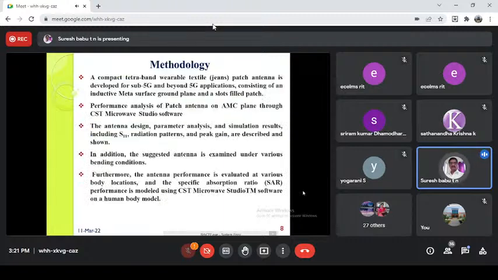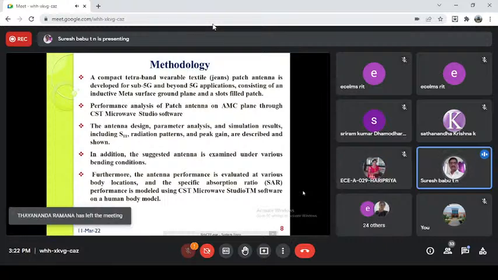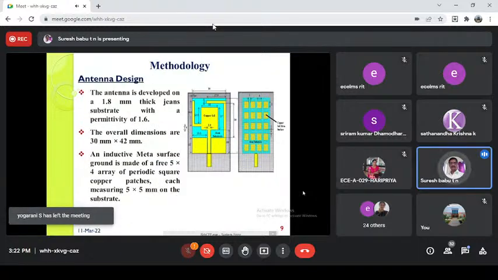So my methodology is designing a compact tetraband wearable textile patch antenna developed for sub 6 and beyond 6 GHz 5G applications, consisting of an inductive meta-surface ground plane and a slot filled patch. I analyzed using CST Microwave Studio software the different parameters: S11, radiation patterns and peak gain, and also I examined under various bending conditions. Furthermore, the antenna performance was evaluated at various body locations and the specific absorption rate performance modeled by CST. So this is my antenna design.